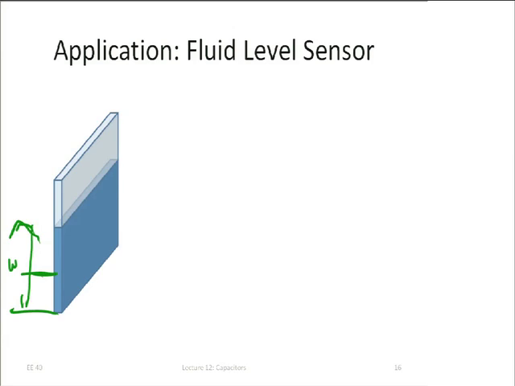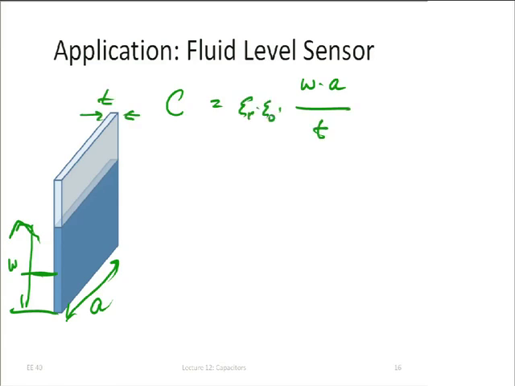So what is the capacitance of this thing? Well, the capacitance is going to be equal to, somehow this is the side A. Then there is the water level W. So the area is actually W times A. And then the distance between the plates, let's call this T again. And then it's going to be equal to epsilon r times epsilon 0.